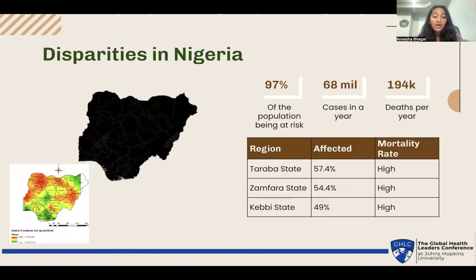Disparities in Nigeria. According to the World Health Organization, Nigeria accounted for 27% of the global malaria cases and 31% of the global malaria deaths in 2022. That's nearly 1 in 3 malaria deaths in the world occurring in a single country. Each year, Nigeria reports 68 million malaria cases and approximately 194,000 deaths, primarily affecting children under 5 and pregnant women. Looking at the state levels, in Taraba State, the infection rate is 57.4%. In Zamfara, it's 54.4%. And in Kebbi, it's nearly 49 percent of people. And each have a high mortality rate.